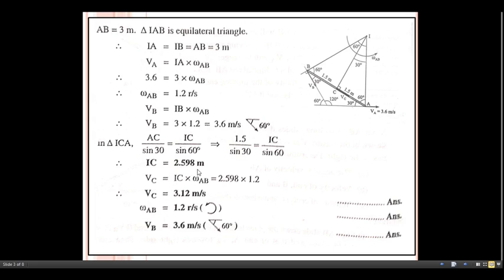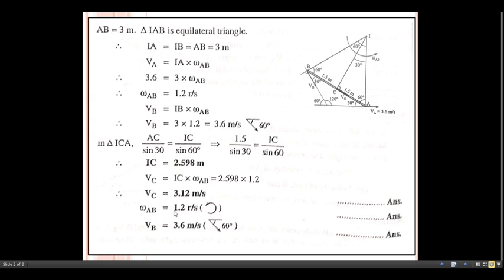Once you get the value for the IC, use the same formula, that is VC equals IC multiplied by omega AB. So IC with us is 2.598 multiplied by omega AB, which we already calculated in the previous step, that is 1.2 radian per second. Just substitute here and get the value for the VC. This indicates the velocity at point C. So VC equals 3.12 meter per second. This is the answer for the velocity at the midpoint of this bar.